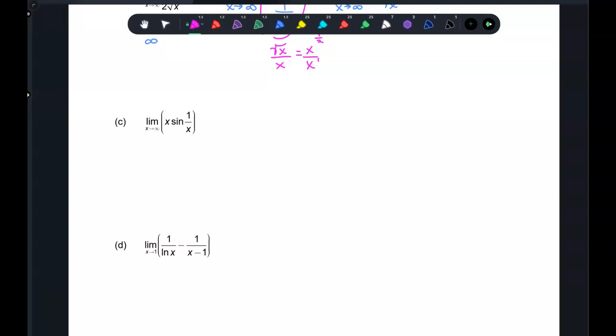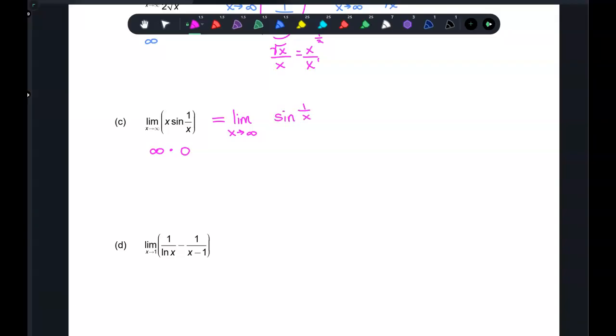Okay, now we're getting into new territory, because this one is going to be infinity times 0, right? The x will go to infinity, and the sine of 1 over x, as x goes to infinity, will go to 0. Okay, so I want to rewrite this as a quotient. Any ideas? Rewrite as a quotient. I'm going to do something with the x.